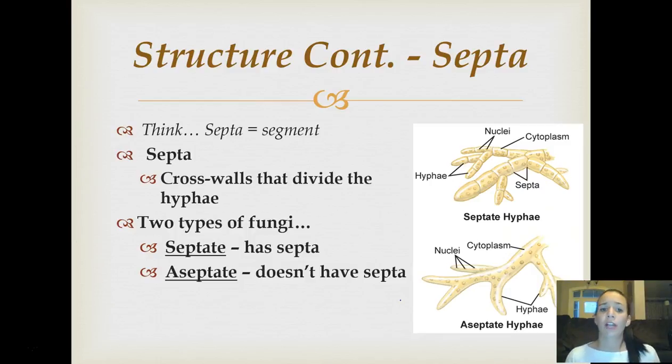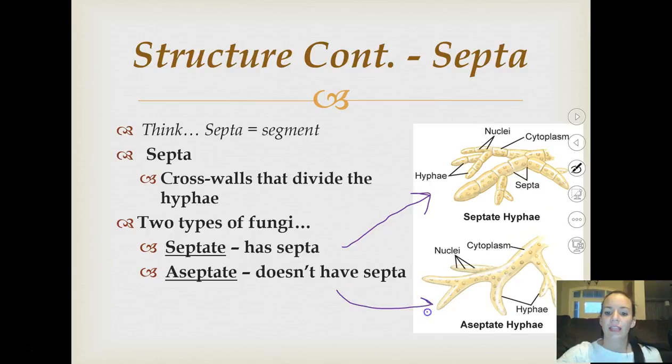When we continue talking about the structure, septa is also an important term you need to understand. So septa are those cross walls that divide the hyphae. Now there's two types of fungi. There's septate fungi, which have the septa, and then there's aseptate, which don't have it. So if you look at the difference here, the septate fungi versus the aseptate fungi.